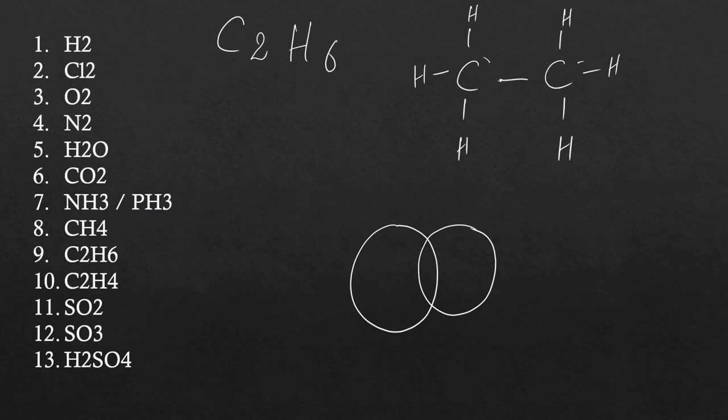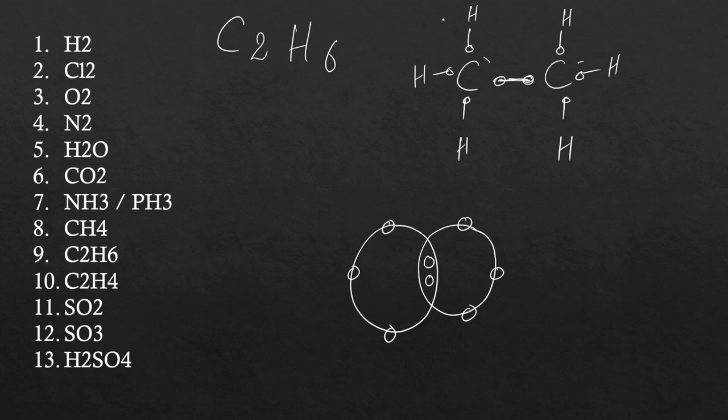Because there's a single bond, it means one electron from here and another electron from there, 2 electrons. So I will write them here. One electron from here and the other electron from here. I'm representing carbon electrons with dots, okay? So there are 3 electrons, 1, 2, and 3. Same thing for this carbon, 1, 2 and 3. Okay.